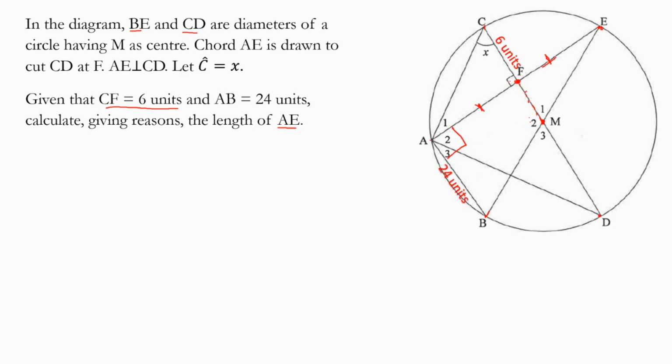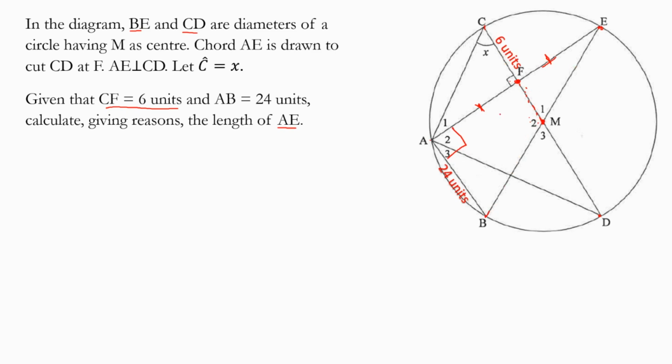Now, with FM, we can find CM. And CM is a radius, so CM is going to be 6 units plus FM. We get CM. And after that, we can find BM and ME because they are radii.